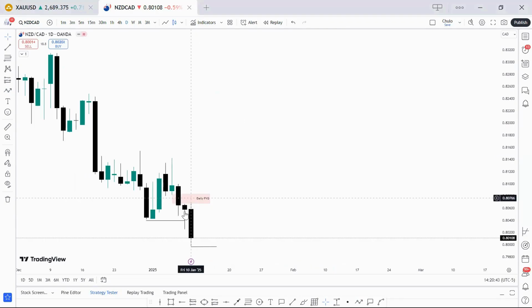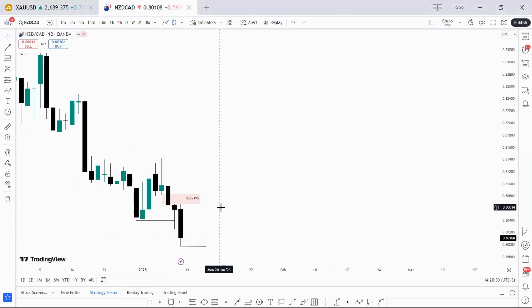So I have this daily fair value gap here, which is where I'm expecting price to come into this week on NZD card. And mind you, I don't like trading reversals. I prefer trading the real continuation of the trend.